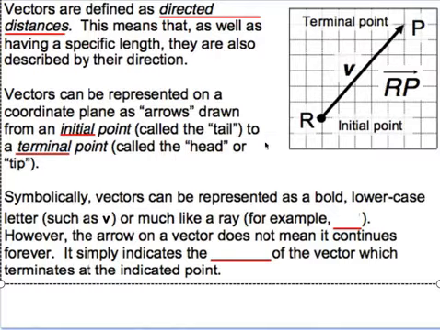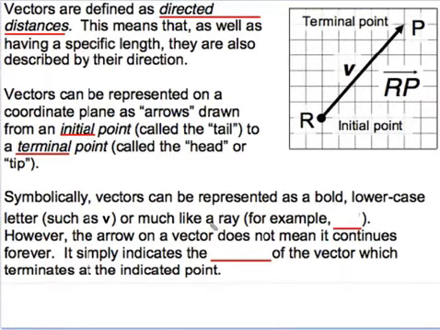So just make sure you understand the concept that this arrow does not mean it's going to keep on going. Your vector stops here. This is the end or the terminal point, and this is the initial point here. All right, so symbolically, vectors can be represented as bold lowercase letters such as v, or much like a ray, for example, the ray RP. So from here to here, this is vector RP.